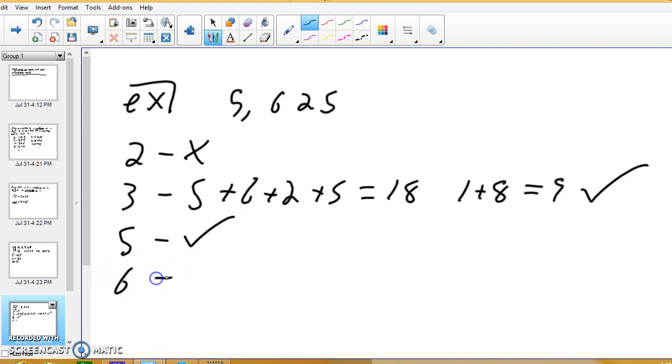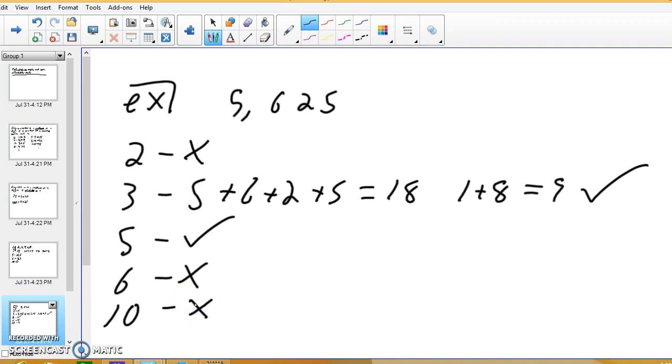Is it divisible by 6? Well, again, if it is divisible by both 2 and 3, then it's divisible by 6. We know that it's divisible by 3, but we also know it's not divisible by 2, so therefore it can't be divisible by 6. And the last one, 10, is its last digit 0? Well, our last digit is 5, so therefore we know it's not 0, so it can't be divisible by 10.